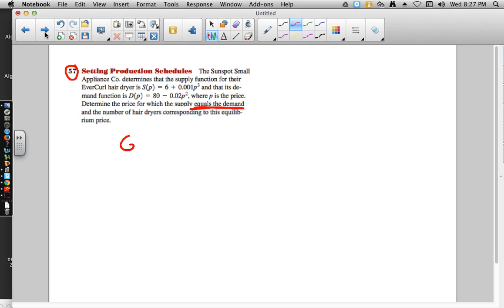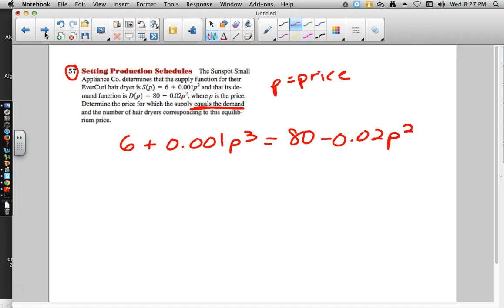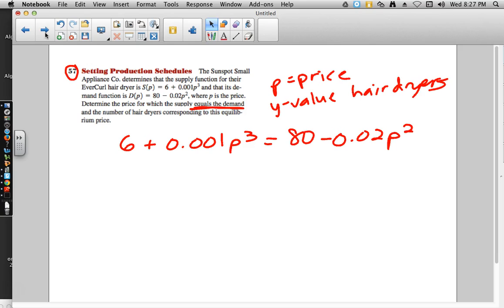So we need to know when is 6 plus 0.001 P to the third equal to 80 minus 0.02 P squared. And we need to keep in mind that P is price, and what we get for our Y value in all of this is going to be how many hair dryers. So the Y value, the outcome, is our hair dryers.